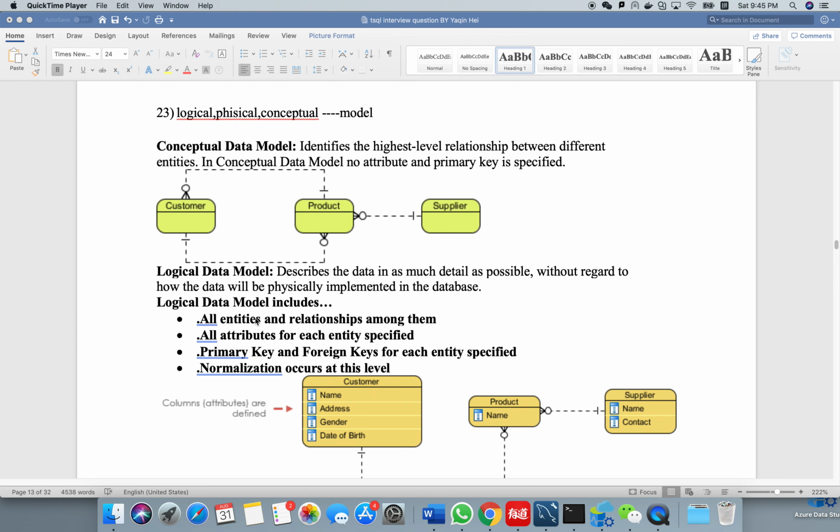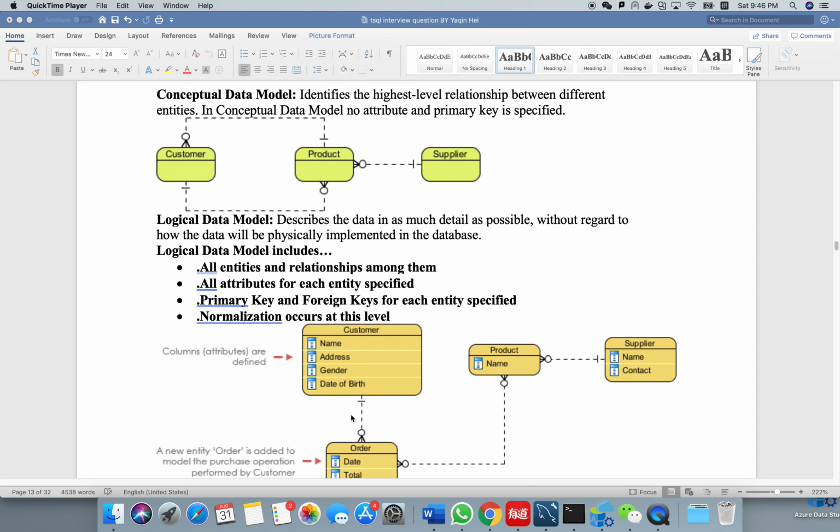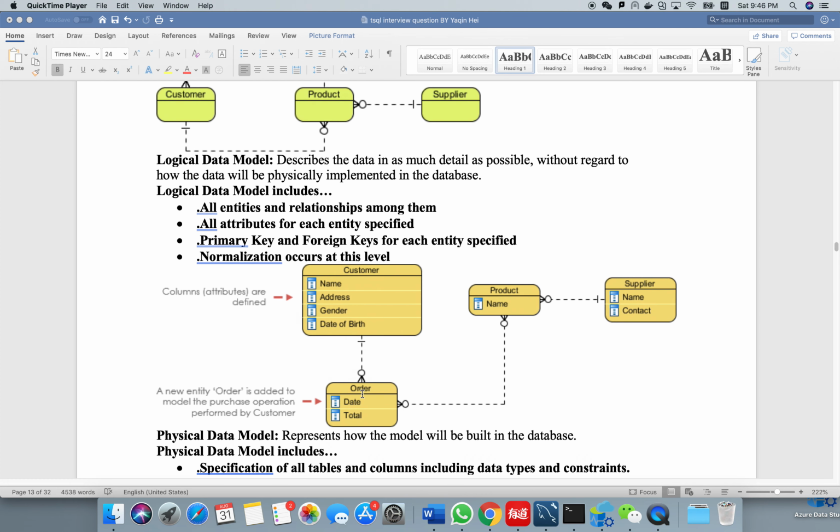For the logical data model, we add the column names or attributes into the entities, and we make sure what kind of relationships they are. So at this part, normalization occurs, and we have the primary key, foreign key, and such kinds of structure in the ER model.